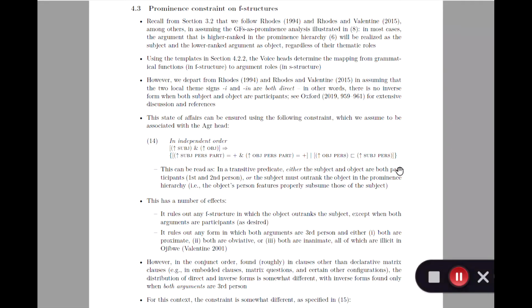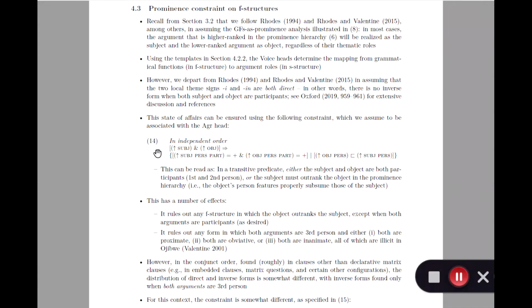But this is different when both arguments are first person or second person. So in clauses like I see you or you see me, those are treated as direct regardless of the prominence, regardless of the fact that second person is often treated as outranking first person in the prominence hierarchy. And this is a very common analysis in Algonquian work, because of the way that the voice heads that are used in these particular cases seem to mark object agreement with the first person or the second person argument.